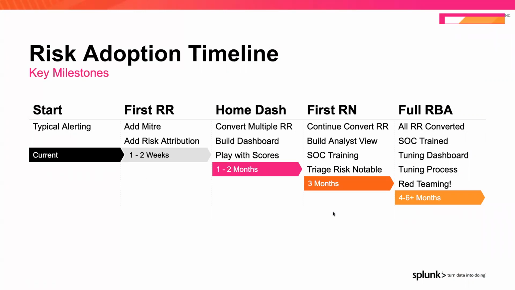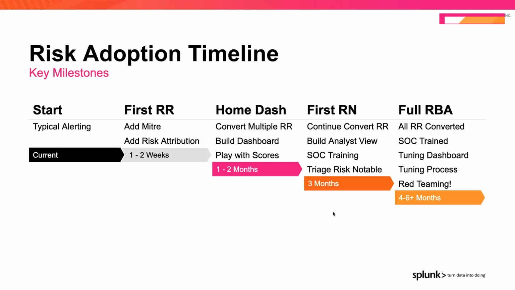So at 1 to 2 weeks, your first risk rule should be turned on. And what does that mean? That means you've added MITRE, you've added your risk attribution, you're collecting risk, but that still is going to your notable queue. So take one or more of your existing correlation searches that are still going to that notable queue, tack on risk information, and have it go in the background.